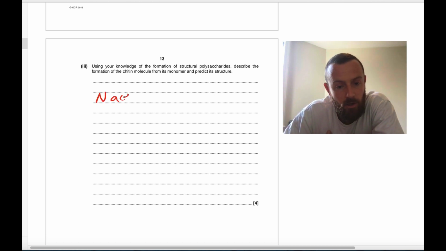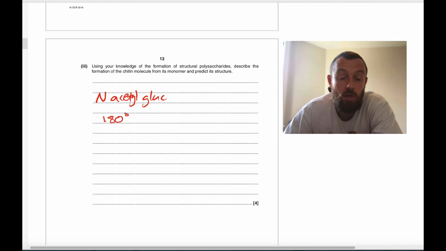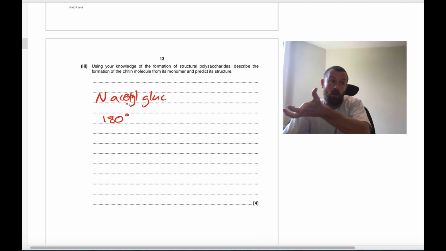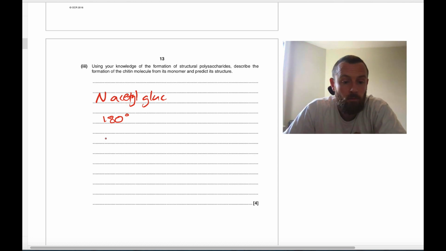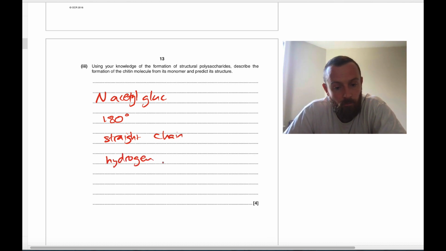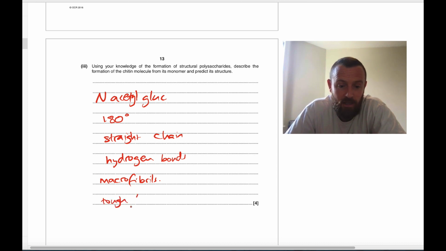So we've got N-acetylglucosamine. We need to talk about the fact that each monomer will be flipped 180 degrees with respect to the previous monomer in the chain. We've got to talk about a straight chain, hydrogen bonds between chains, and maybe microfibrils building up into macrofibrils. And we've got to say that therefore it's very tough, gives strength, support.